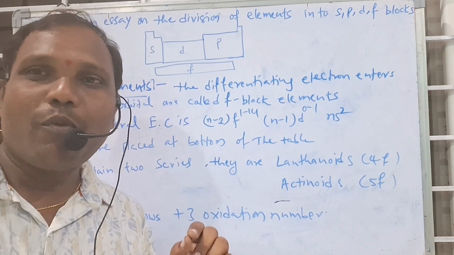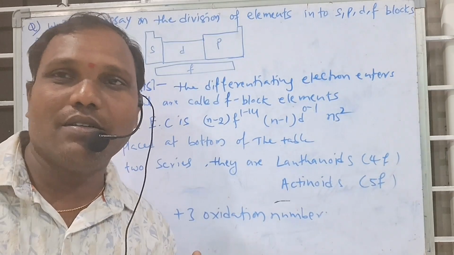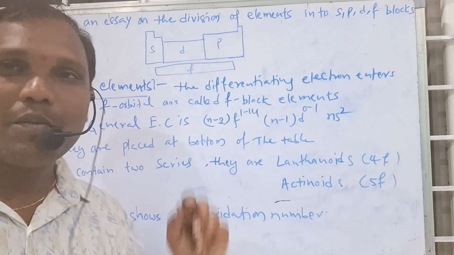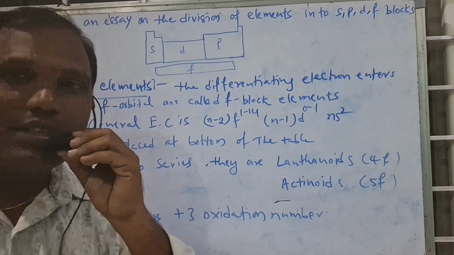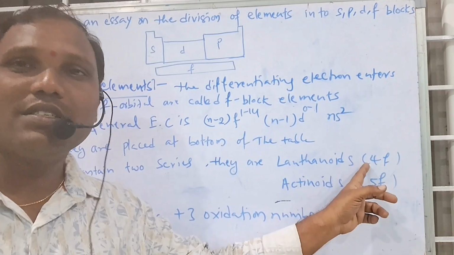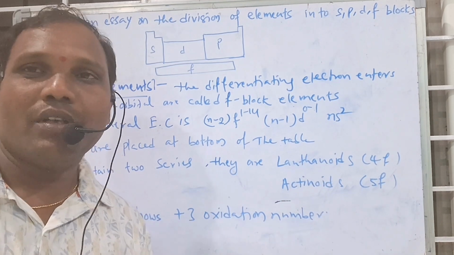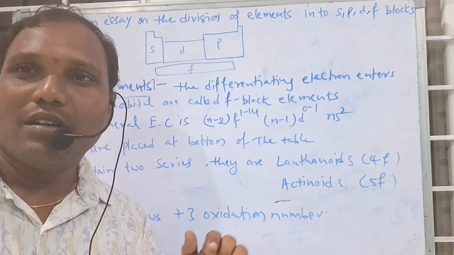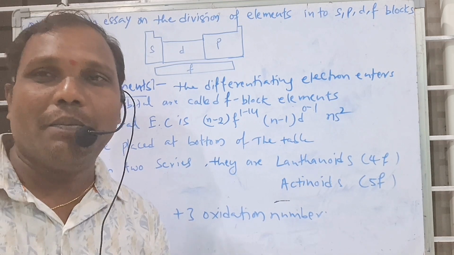These f block elements are placed at the bottom of the table. It contains two series: the 4f series, called lanthanides, and the 5f series, called actinoids. Generally, f block elements show a +3 oxidation number.